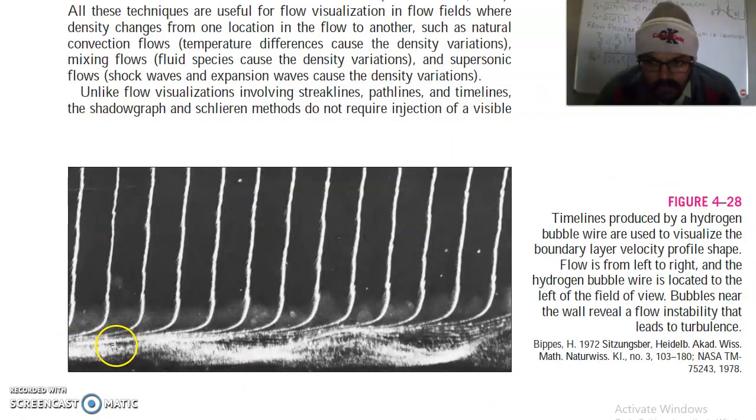So timelines produced by hydrogen bubbles are used to visualize the boundary layer velocity profile shape. Flow is from left to right and the hydrogen bubble wire is located to the left of the field of view. Bubbles near the wall reveal a flow instability that leads to turbulence.